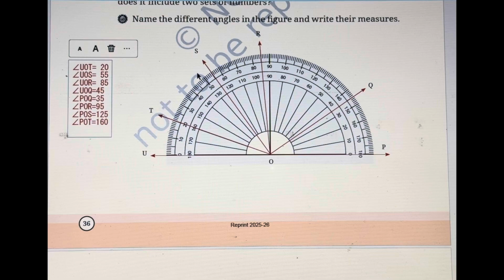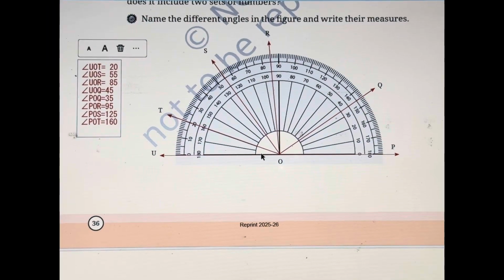Now we see the combination of two angles. If we take UOS together, this we already measured. It is 20, and this is 55 total. So UOS, we have measured this. So we have seen all the angles.